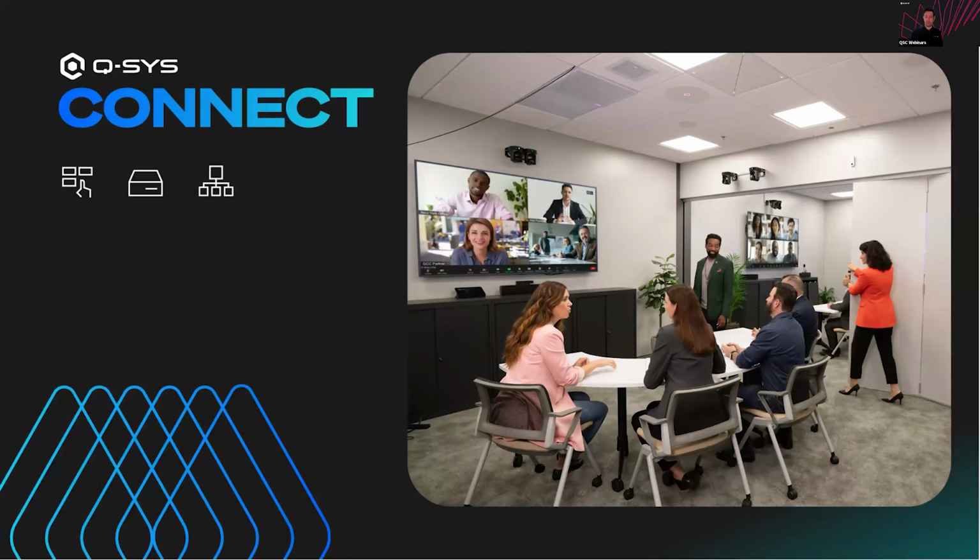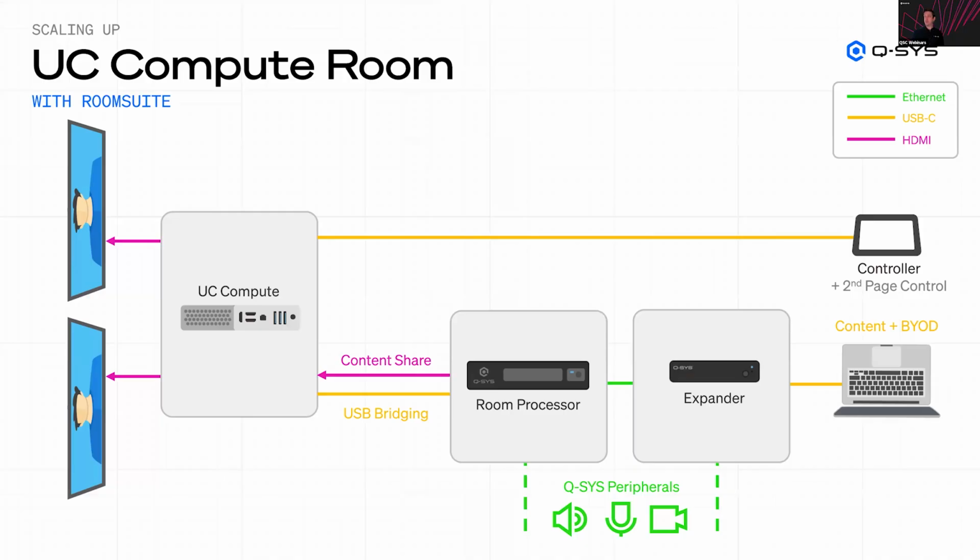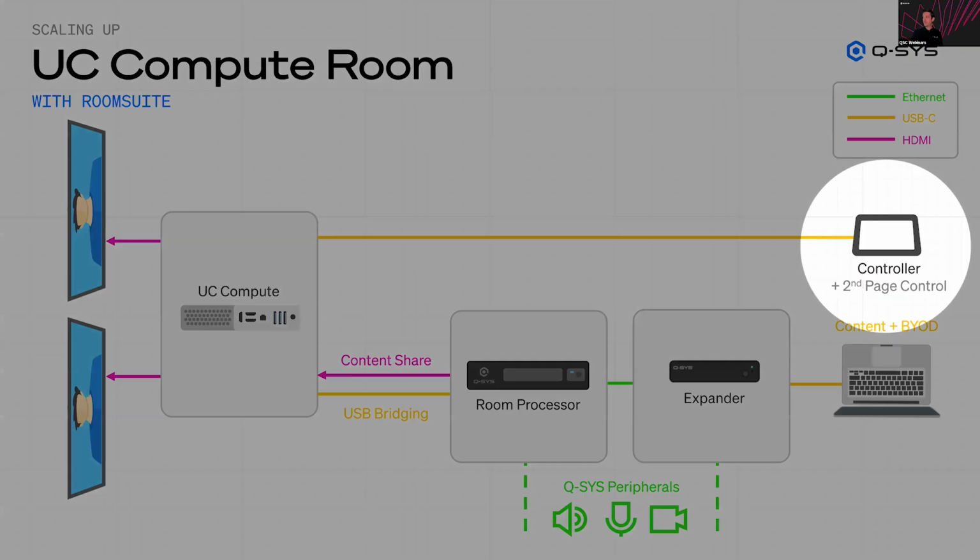Now Q-SYS Connect is what we'll talk about here, and that's the way you actually get the second page experience on Zoom and Teams. So again, we'll go back to our UC Compute Room example here. Controller plus second page control. What we're showing there is either the Zoom controller or the Teams controller that came with the compute device, and then exposing Q-SYS controls through the room controls button that they have there.